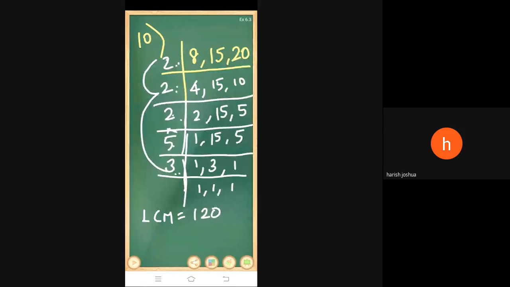Now, which numbers do not have a perfect square pair? 2, 5, 3. All these three numbers do not have a pair. So we have to multiply by these three numbers. The required number is 2 into 5 into 3, that is 30. So 120 into 30. What is 120 into 30, children?